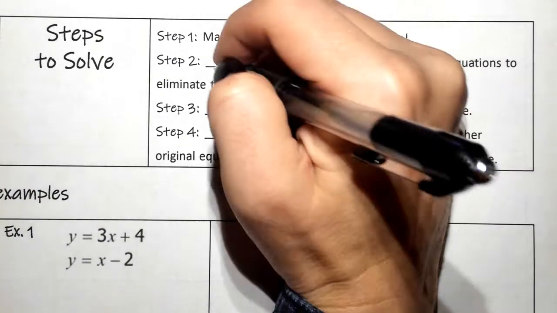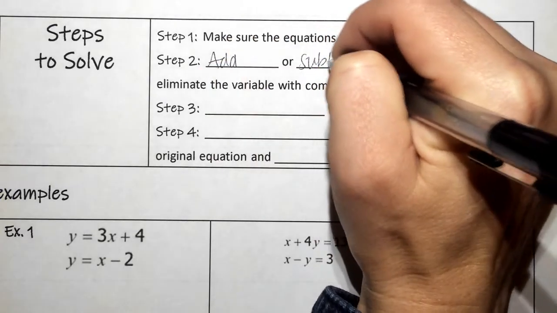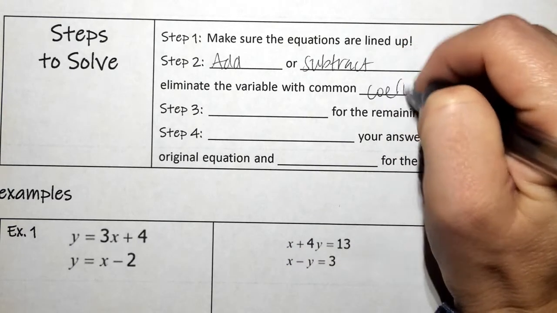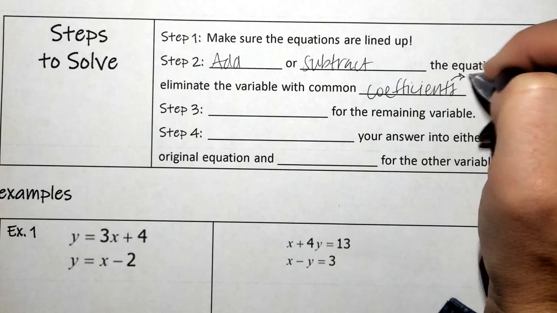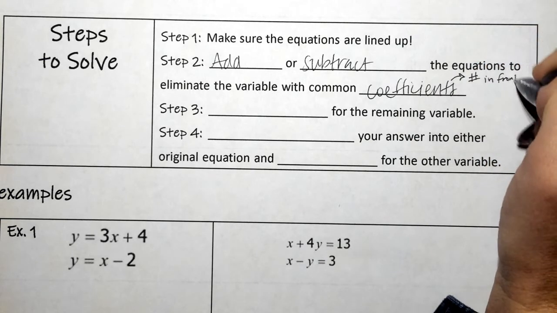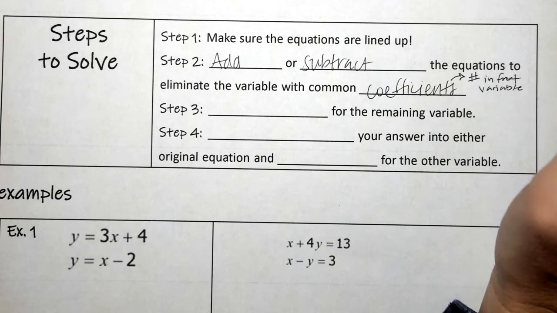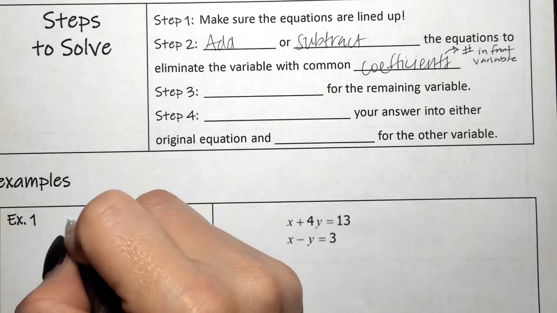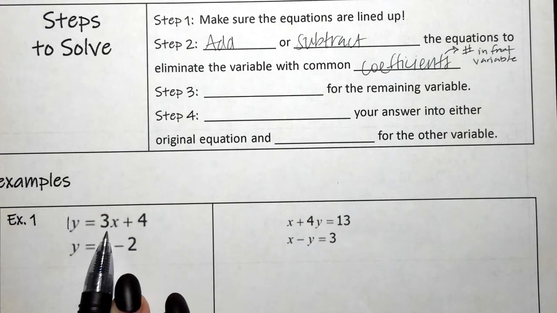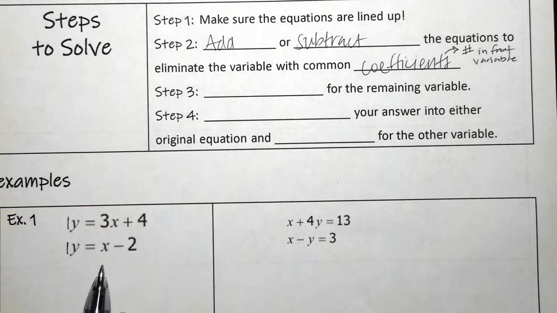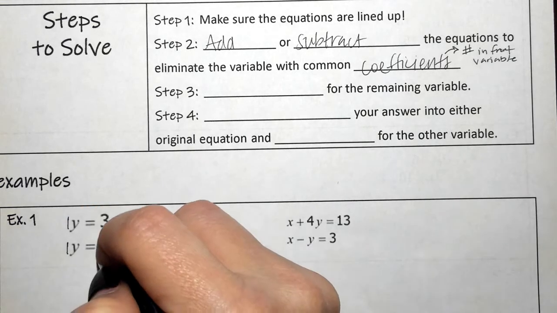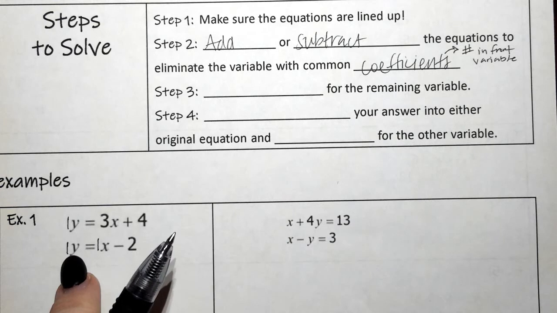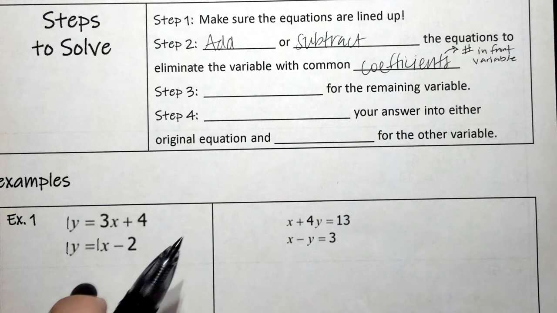Step 2, we want to add or subtract the equations to eliminate the variable with common coefficients. Coefficients is the number in front of your variable. So we can see that the number in front of my y is 1 and the number in front of my x is 3. The number in front of my y here is 1 and the number in front of my x here is 1. So what we're going to be doing is adding or subtracting the y's to get rid of them.